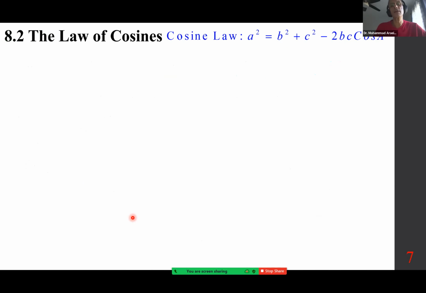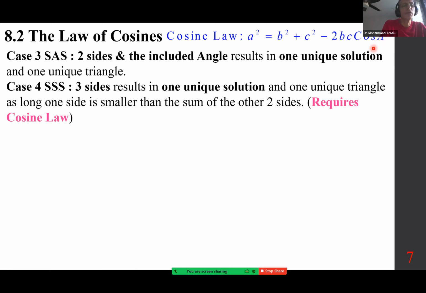So here's the law of cosines. A squared equals B squared plus C squared minus 2BC cosine A. And A is the included angle. We're going to go over that in a moment. So when we get to case 3, side, angle, side, two sides and the included angle, that's when we use the cosine law, and it results in precisely one unique solution.